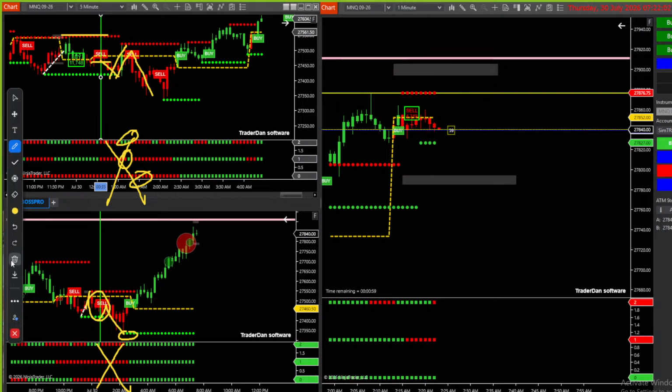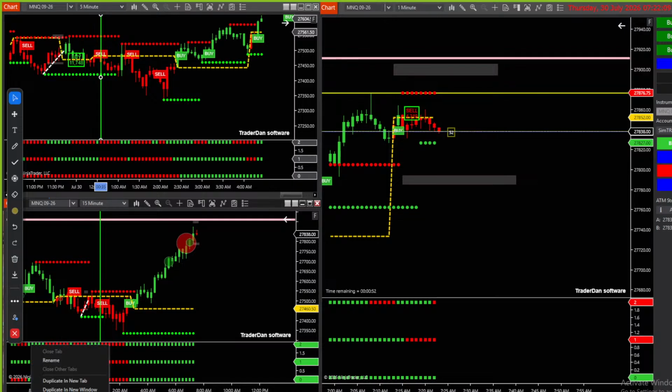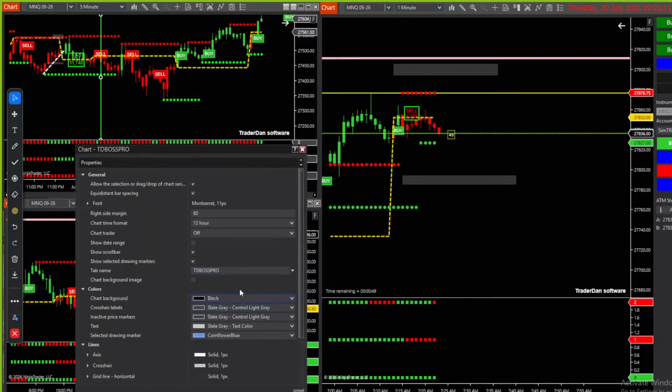It's another tool for you to look at, exactly how it sounds. It's TD trend bars. So it's going to help you get into the trend and stay in the trend. Let me change these down here.